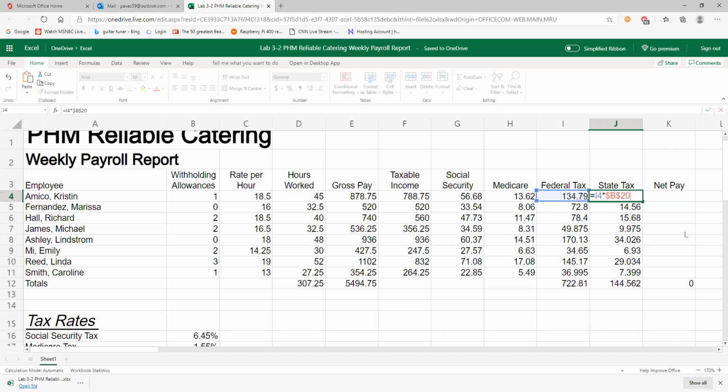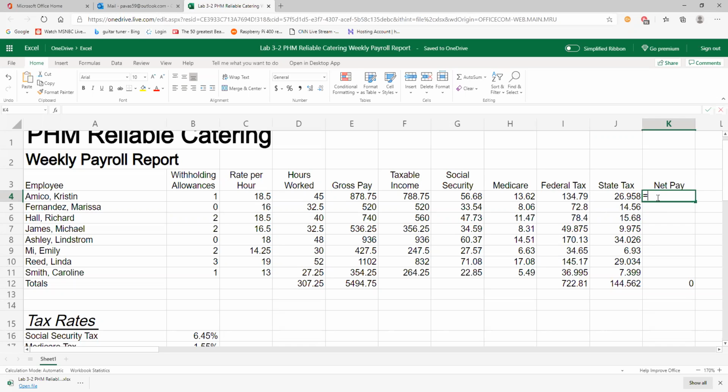Everybody's good with the estate tax? Yes. All right, so let me press enter. And remember, we're going to fix the numbers. So if you have numbers like mine, don't worry about it. We'll fix them in the next steps. So here now, let's do the net pay.